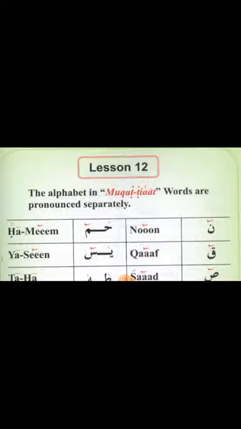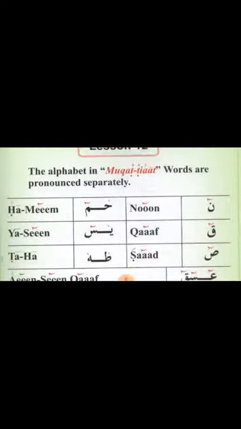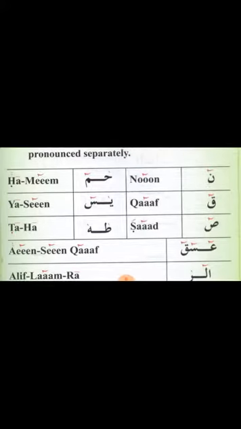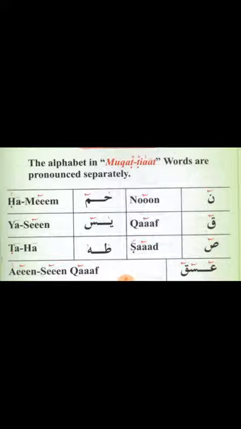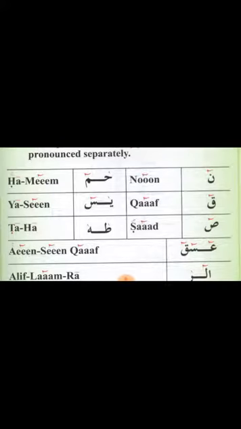Lesson number 12. On the next day we have lessons 10 to 12. The alphabets in Muqattiat words are pronounced separately. These are some special words in Arabic, and their recitation is a little different. All these alphabets are pronounced separately. For example, the first word is noon. Then in the second word, ha, meem, qaf, yasin, swad, taha. These words are special, and no one knows their meanings, but they are used in Arabic. So just start reading these words.